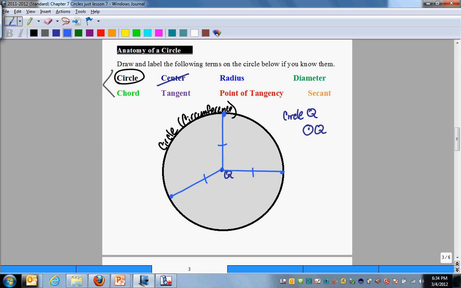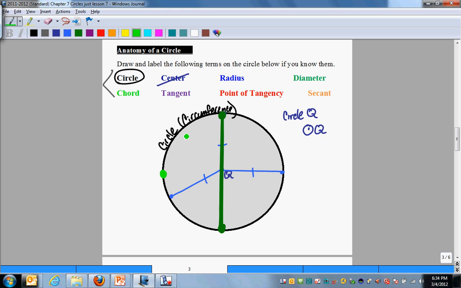A diameter is simply 2 radii together. So this would be all the way across. That green would be a diameter. Notice the diameter connects 2 points on the circle. So a diameter is actually also a chord.